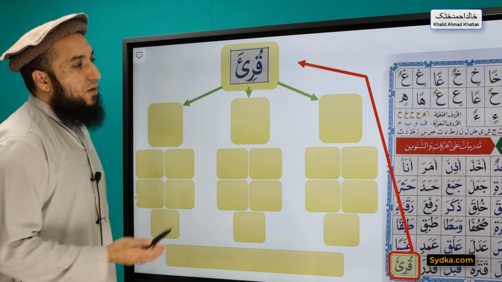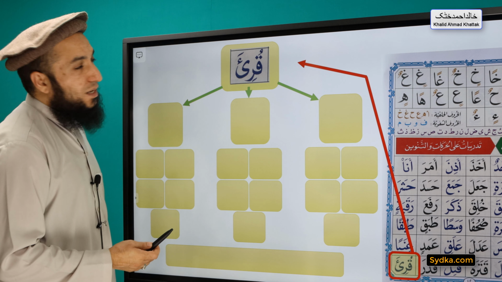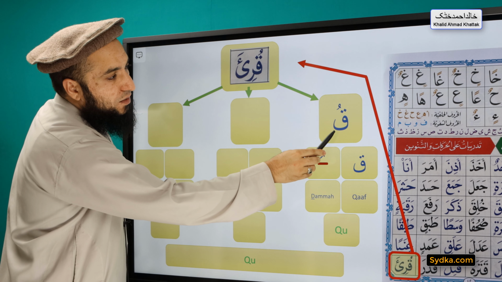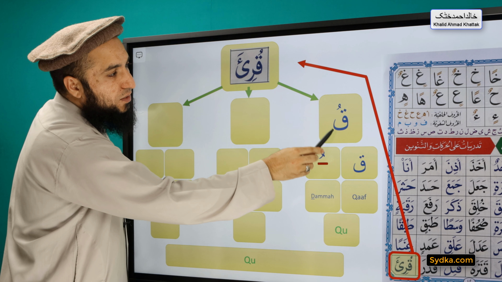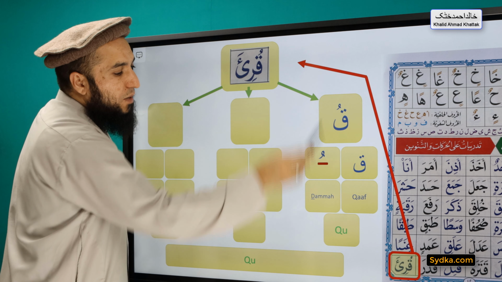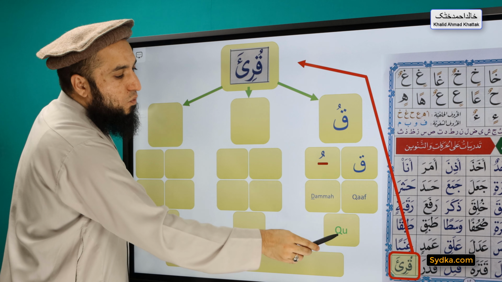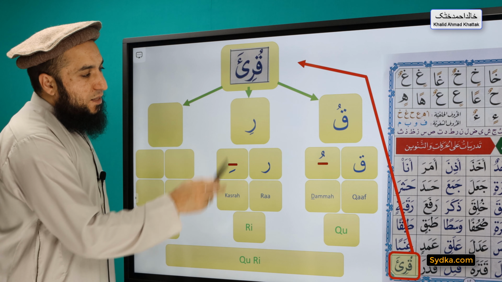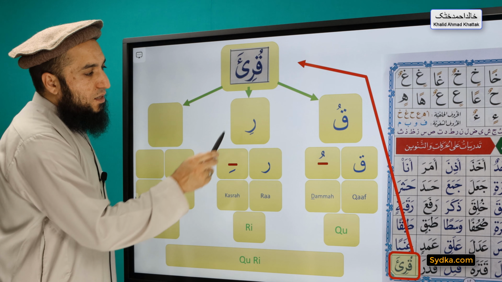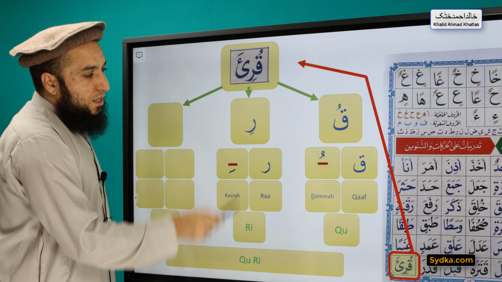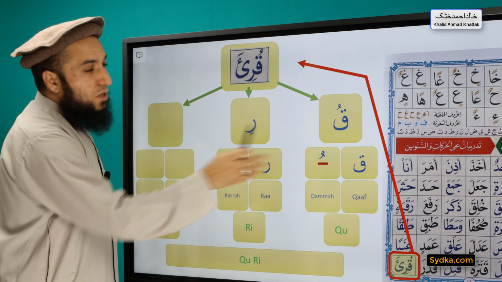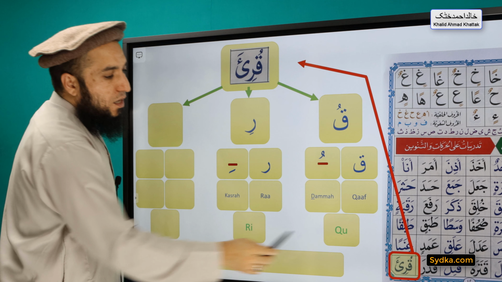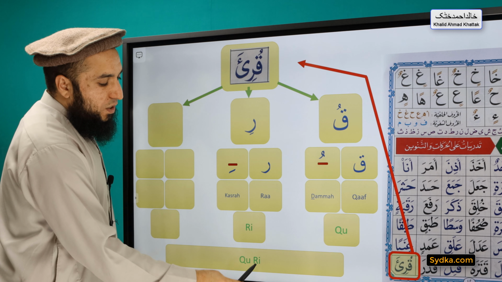So the next word we have is quri'a, and it has three syllables. The first syllable is qaf dhamma qu, and qaf is not silent and we have dhamma. The second syllable we have is ra kasra ri, and ra is not silent and we have kasra underneath. So now we combine these two syllables and we have quri, quri, quri.